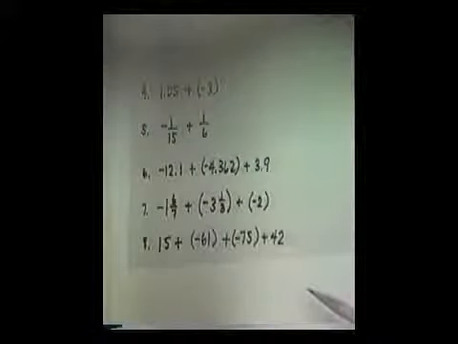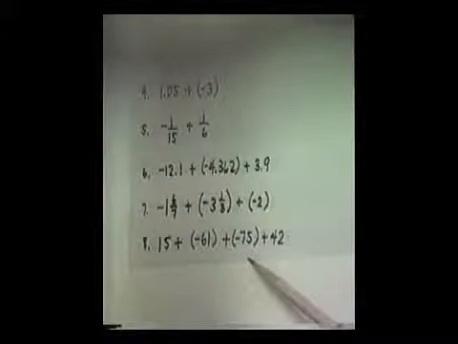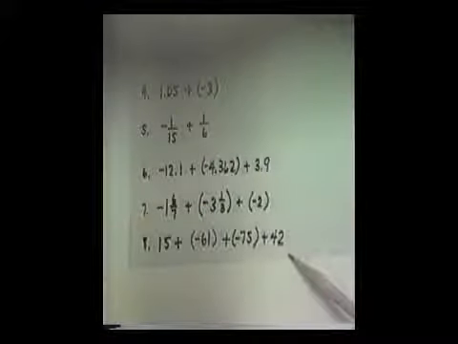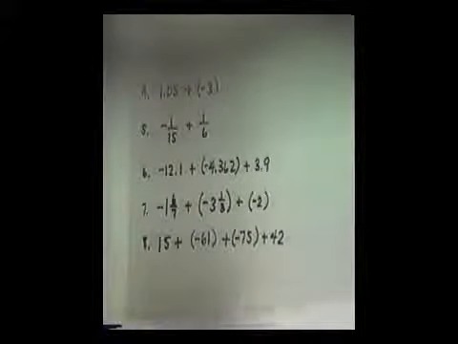Exercise number 8, 15 plus negative 61 plus negative 75 plus 42. When you have them copied, be sure to stop the tape, work the problems, then turn the tape back on for the answers.